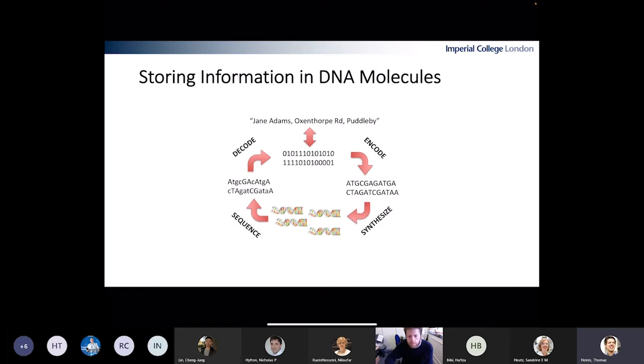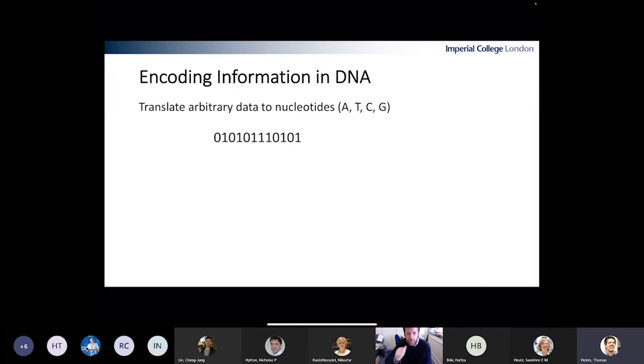And so mapping this is fairly simple, right? We have... there's a bit of a lag between my clicking and what shows. Yeah, you're still on storing information in DNA molecules. Yeah, I know, but on the iPad, I'm well ahead. Oh, shoot. Okay, here we are.